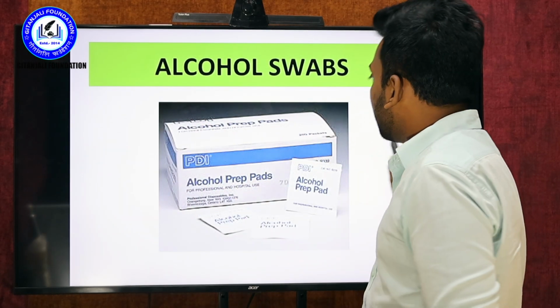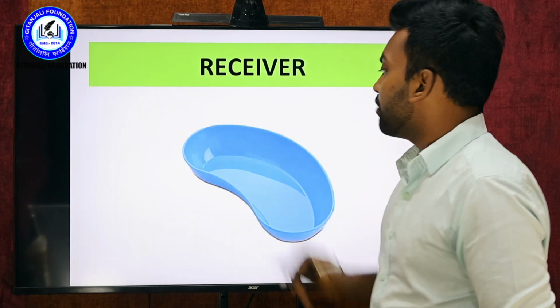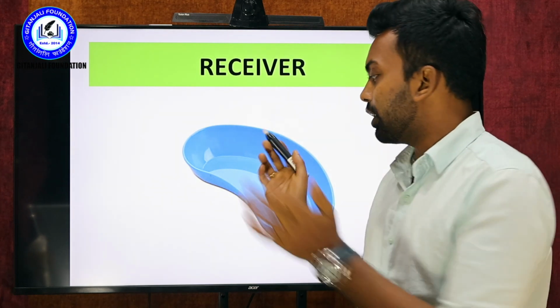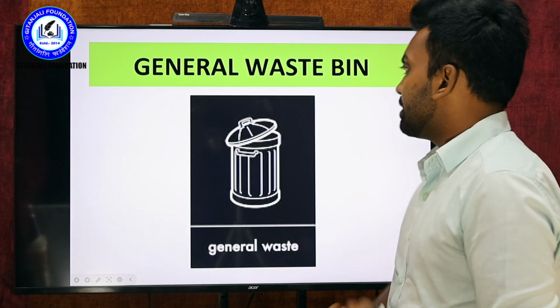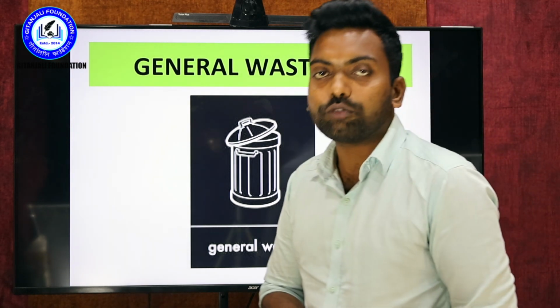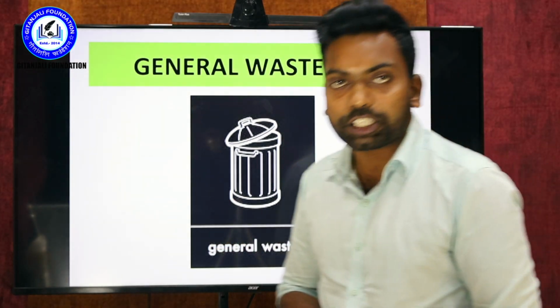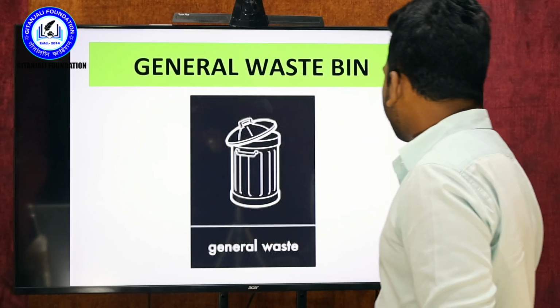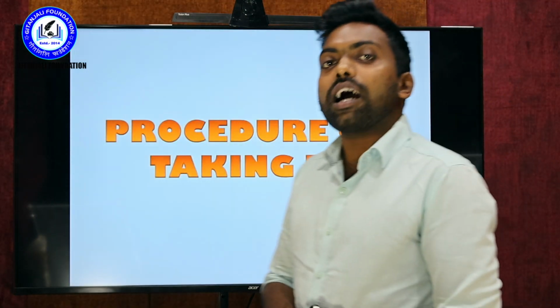The next tool is a receiver, which is nothing but a kidney tray. After using the items, whatever waste we have, we can throw it there. So that is a receiver. And a general waste bin, which is the color code for general waste as per our biomedical waste management within the hospital setup. So these are the articles I have explained.